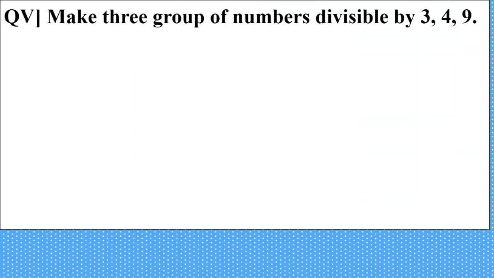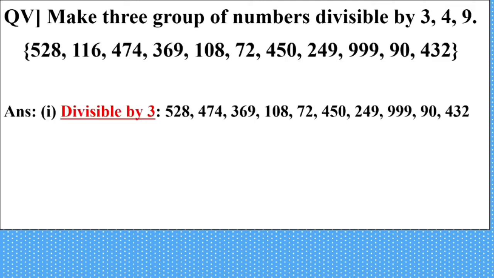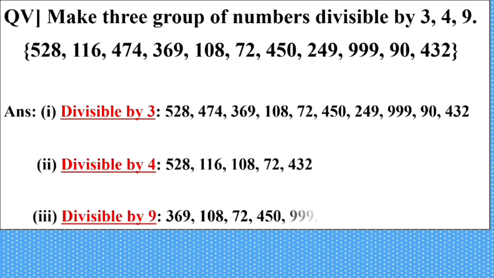Now question number 5. Make three groups of numbers divisible by 3, 4 and 9. These are the numbers. So here we have to check each number by 3, 4 and 9. So 528. If we do addition, 5 plus 2 is 7, 7 plus 8 is 15. 15 comes in the table of 3, yes. So 528 will come in the table of 3. For 4, what we check is the last 2 digits. 28 is given. 28 comes in the table of 4, yes. So 528 will come in the table of 4.